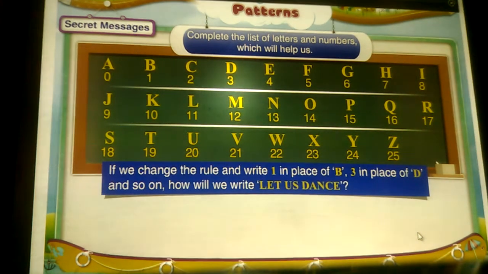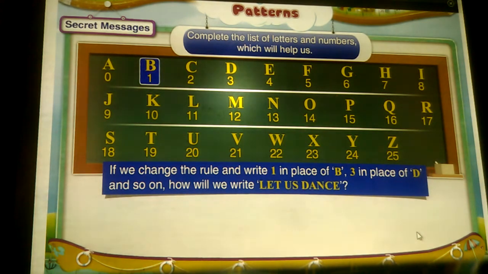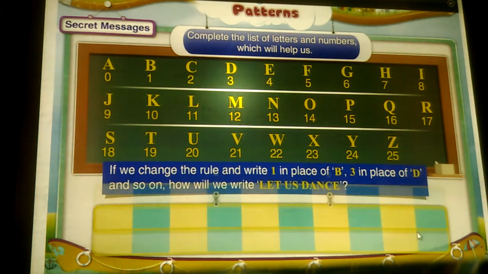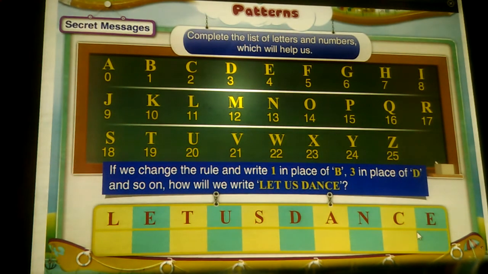If we change the rule and write 1 in place of B, 3 in place of D, and so on, how will we write let us dance? Let us dance can be written as 11, 4, 19, 20, 18, 3, 0, 13, 2, 4.